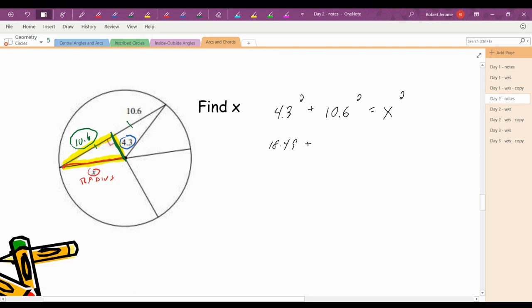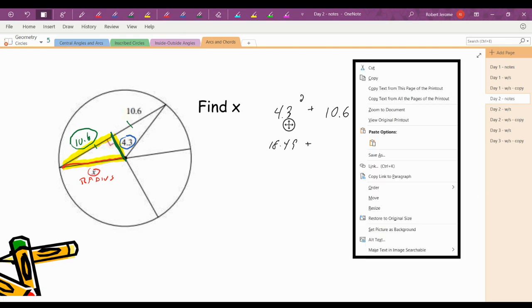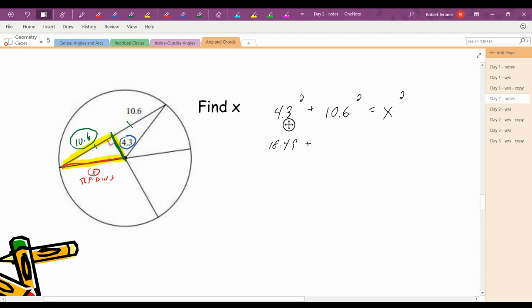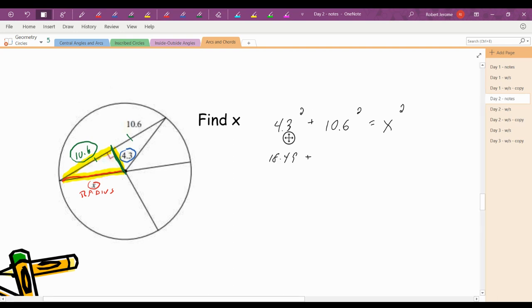10.6 squared is, sorry about that, lost my pen, hold on. Sorry. $112.36. Having some pen issues.